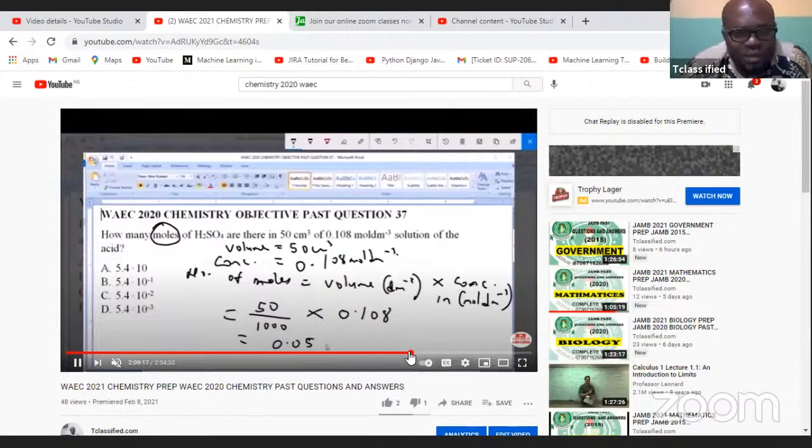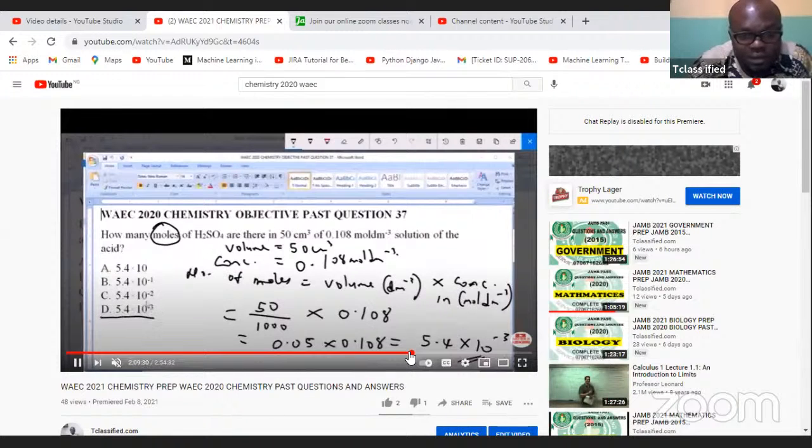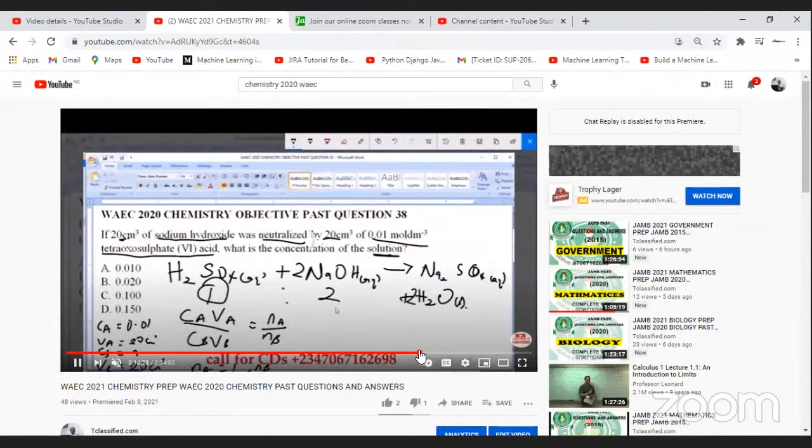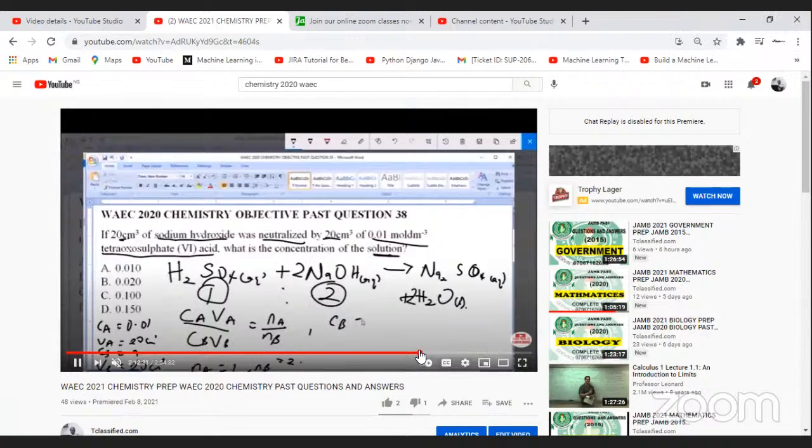So how many moles? I got 5.4 times 10 raised to the power minus 3 as my answer. So let's move forward. If 20 cm cube of hydrogen was characterized by this, what's the concentration of this? Yes, sir. You just have to use the formula to get it. I got 0.02 mole per dm cube.